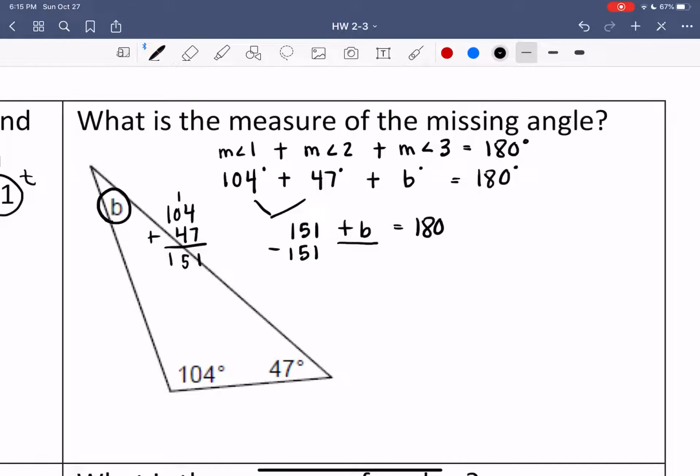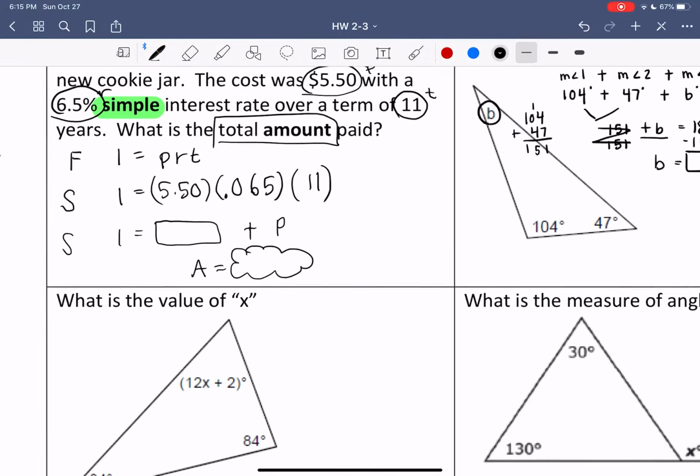to subtract 151 from both sides. So this one will become 0, and we'll be left with whatever this answer is right here to equal B. So that is the triangle sum theorem.